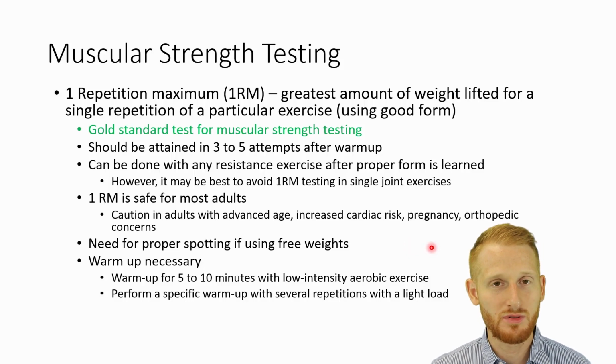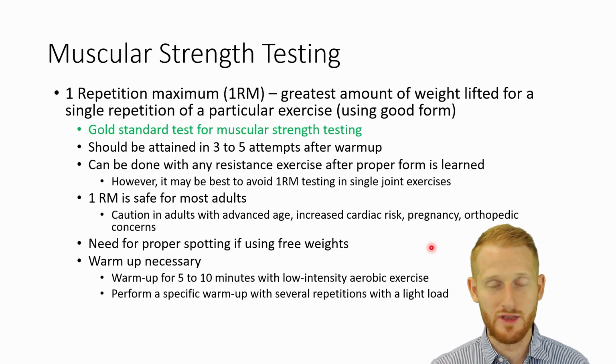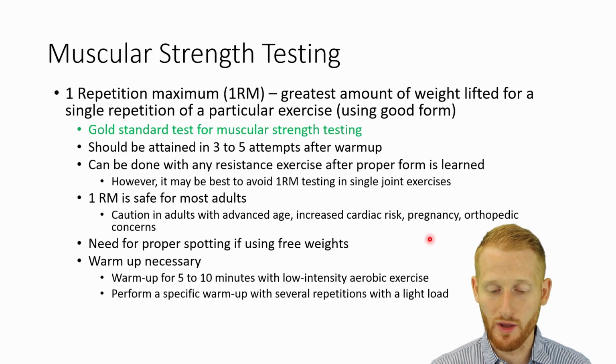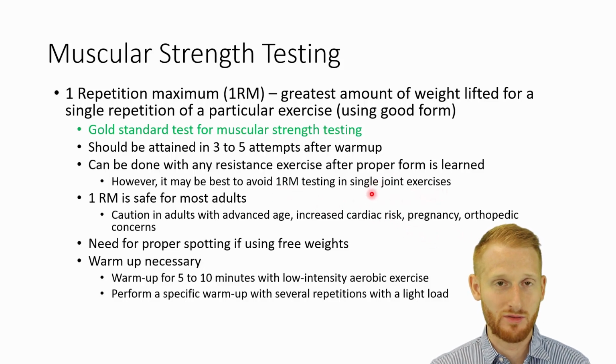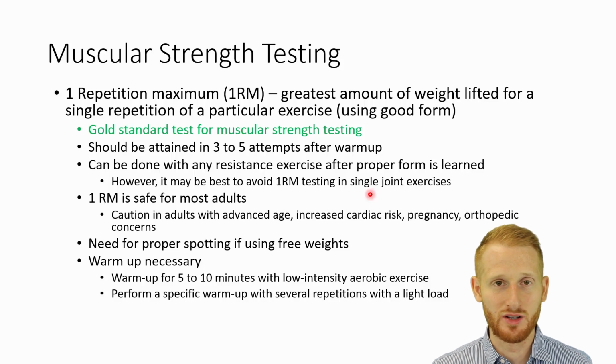However, it's probably best to do 1RM testing on multi-joint exercises, so things like the squat, bench press, overhead press, the row, the lat row, or the lat pulldown. Those are all multiple joint exercises where there's at least 2 or more joints involved in the movement of the weights. If you're doing 1RM testing on a single joint exercise, something like a bicep curl, it provides a lot of stress onto that joint, and because it's the only joint involved, all the stress is on a single point, and it just increases the likelihood of an injury.